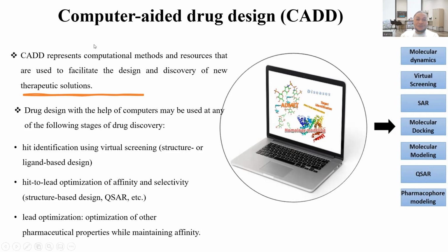So drug discovery may require any of these steps, right? Molecular dynamic simulation, batch screening, structural activity relationship, molecular docking, molecular modeling, quantitative structure activity relationship, pharmacophore modeling. Most of these things we are going to touch during the practical session starting from next week. I won't go into detail of this, but by the time we start, you will understand all this in detail, right?